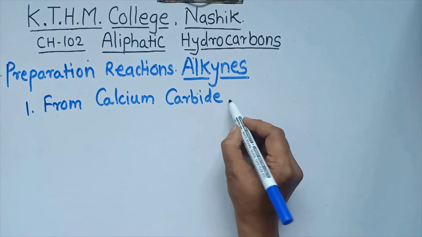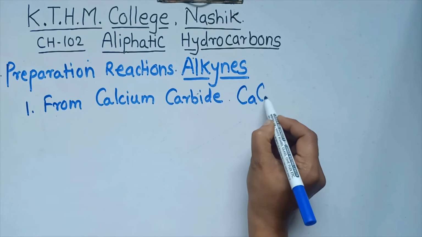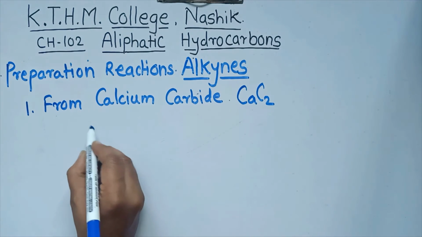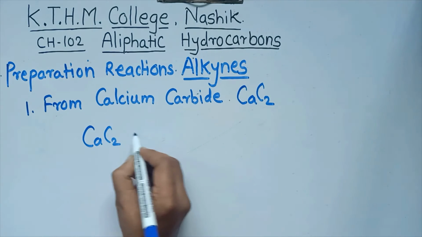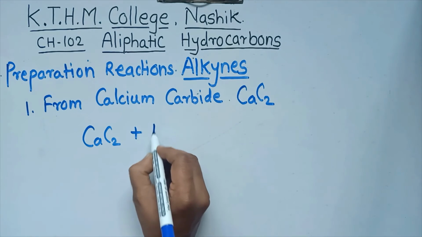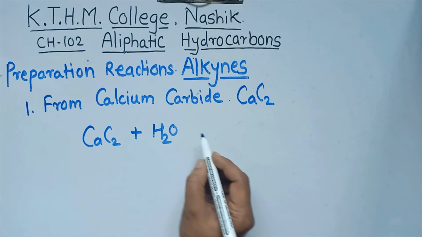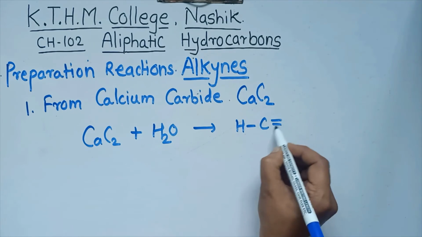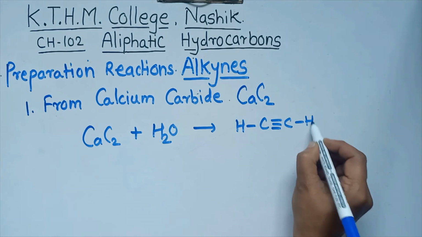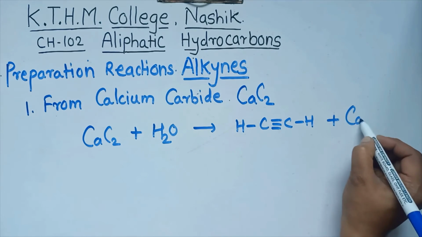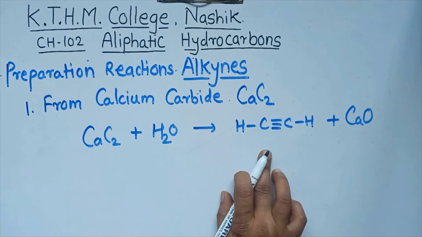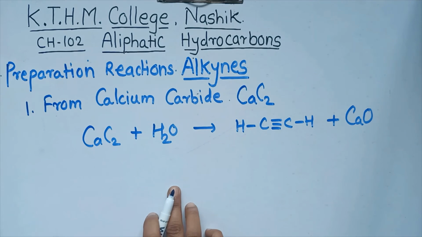The formula for calcium carbide is CaC2. When calcium carbide reacts with water, H2O, it gives acetylene and calcium oxide. This is acetylene.